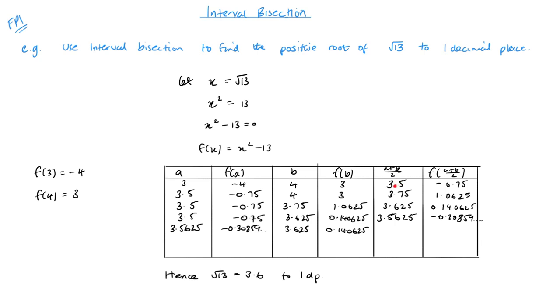Like in this case, the first approximation would be 3.5, the second approximation 3.75. Okay, we actually got the answer once we got to the fourth approximation there. Okay, so that's all there is to interval bisection. Very easy. I'll give you just a couple of questions to have a go at, and then go through the answers at the end of the video.